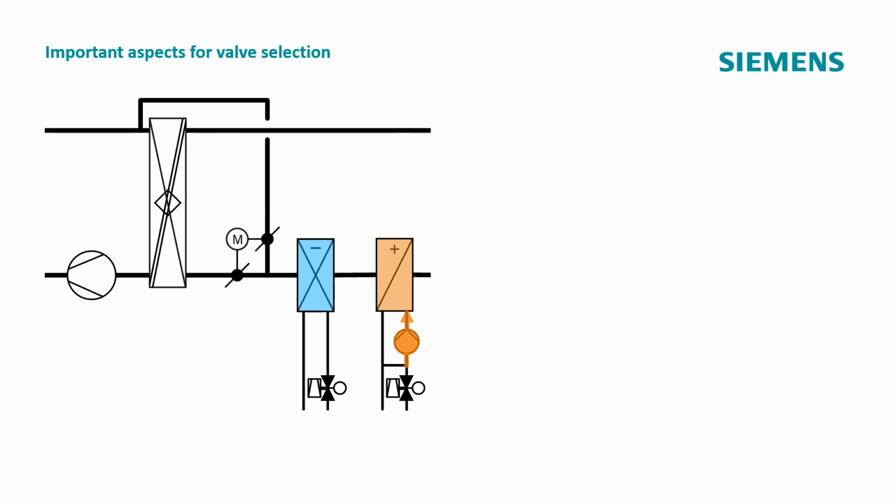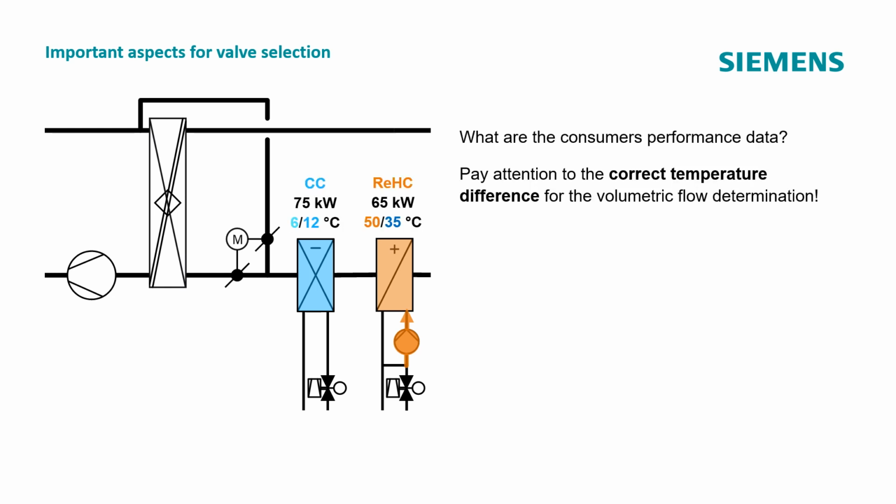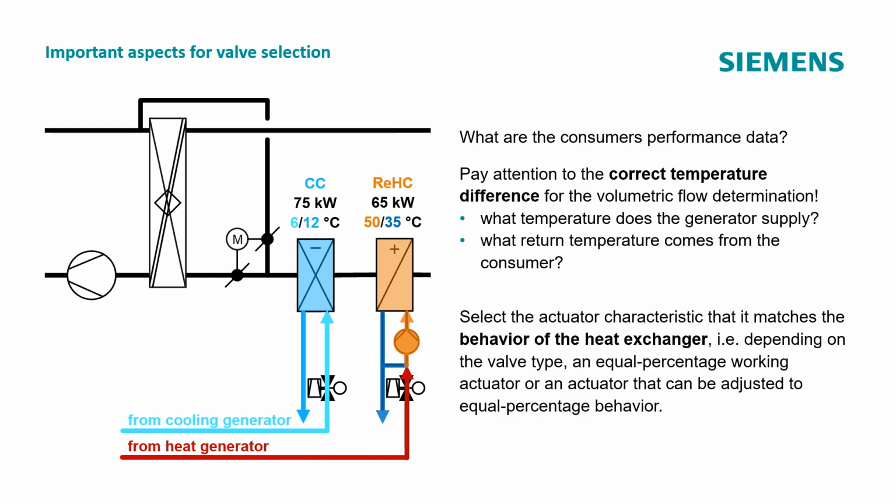In summary, here once again the most important aspects to be considered when selecting a valve. What are the consumer's performance data? Pay attention to the correct temperature difference for the volumetric flow determination, that means: What temperature does the generator supply? What return temperature comes from the consumer? Select the actuator characteristic so that it matches the behavior of the heat exchanger, i.e. depending on the valve type, an equal percentage working actuator or an actuator that can be adjusted to equal percentage behavior.